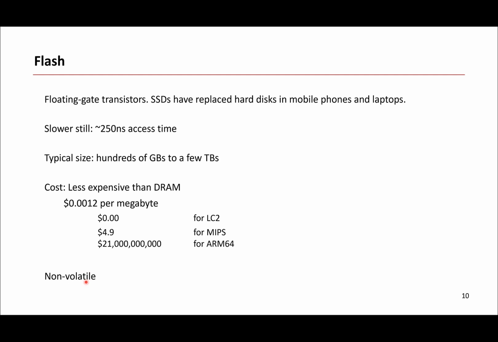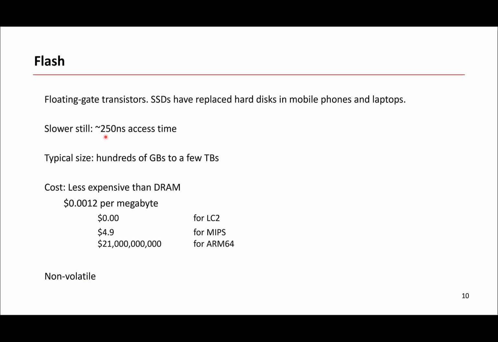A newer technology that has made it into our commercial computers is flash drives. They're an example of solid state disks. They are increasingly replacing hard disks in our computing systems. For example, today mobile phones and laptops do not have hard disks and they only have solid state drives. They sit in between DRAM and disks in terms of cost and performance.